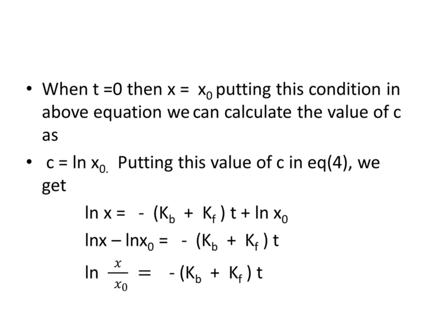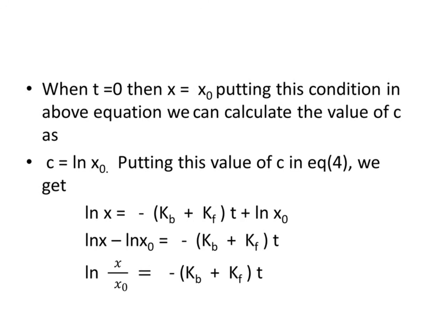Now we can calculate the value of c, the integration constant, by putting the initial condition: when t is equal to 0, then x is equal to x naught. Putting this condition in the above equation, we can calculate the value of c as c equal to log x naught. Putting this value of c in equation 4, we will get log x is equal to minus (kb plus kf) into t plus log x naught.